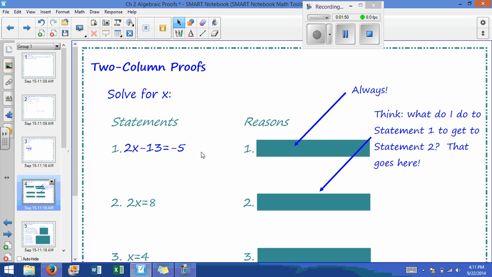So let's start with reason 1. Reason 1 is just the problem. They gave us the problem. Well, why? Because they told me to do it. So the reason is always "given," the first reason in any proof, algebraic or geometric.